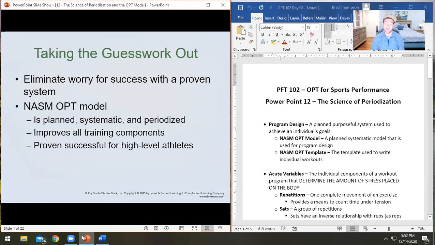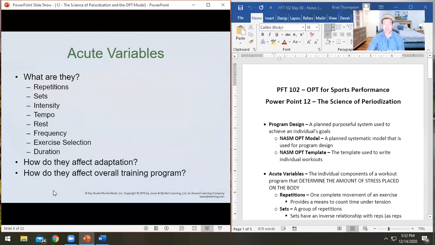But obviously, when you're starting out, it's a really good idea to just use the OPT model. It's available for download on NASM's website. You can make your own at home if you have Microsoft Word. And it's a very, very helpful system for writing out your workouts.